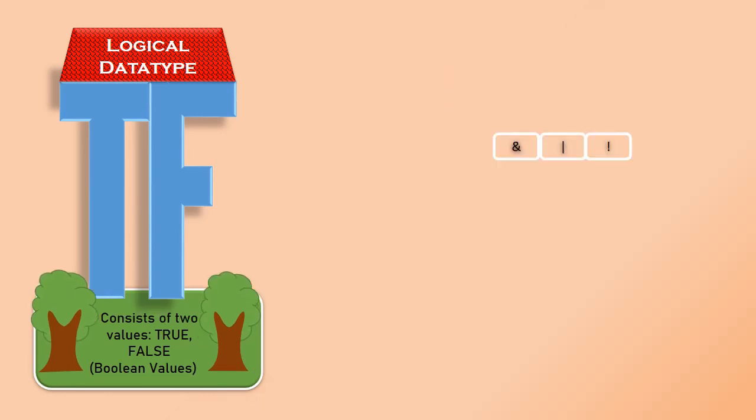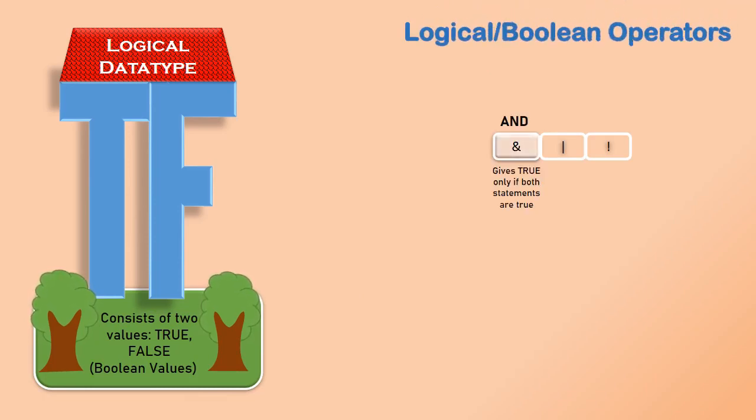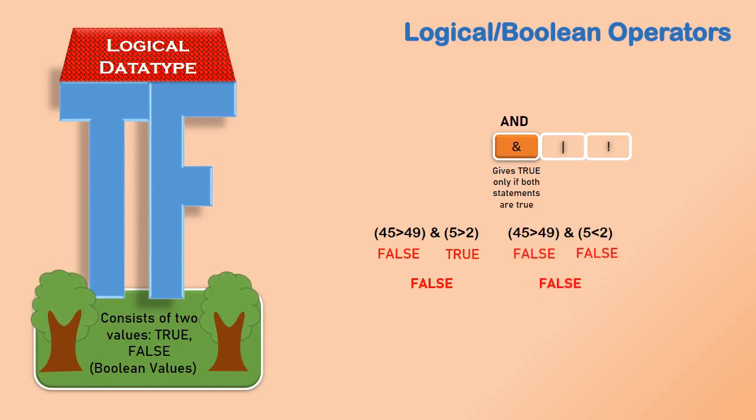Logical data type is also used with logical operators, also called Boolean operators, such as AND, OR and NOT. AND operator will only result in true if both statements are true. For example, here one statement is false and the other is true, then it will give the answer false. If both statements are false, then also it will give false. Only when both statements are true, then it will give true.